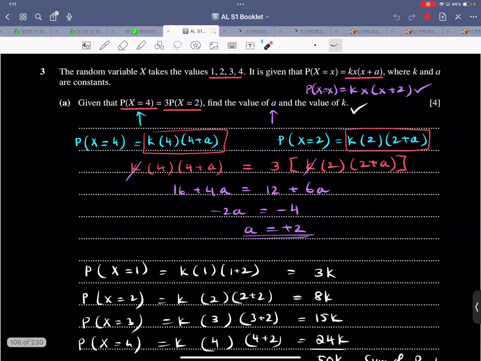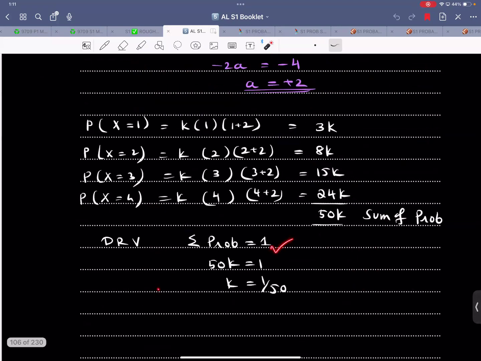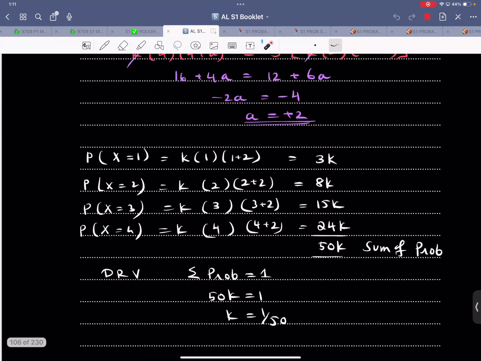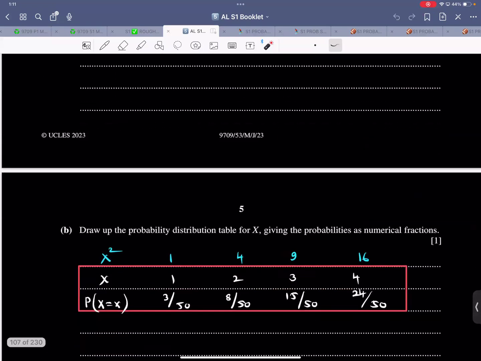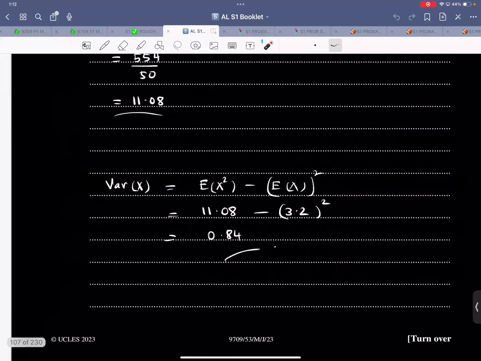Probability x is equal to 1. Now that a has been found, we replace a. Now probability x is equal to 1, 2, 3, and 4. Again, we get the 4 probabilities in terms of k. We add it all up. We equate it to 1 because it's a DRV. Sum of probabilities is 1. We get the value of k, which is 1 over 50. I think the rest of the thing is easy. That is the PDF. That is the expectation and variance.